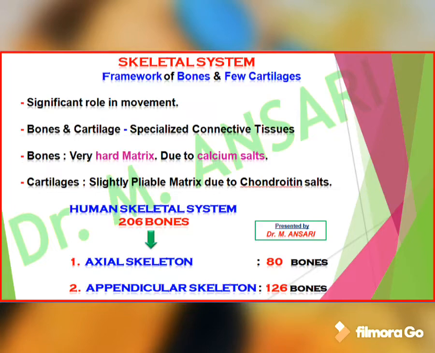In adult human, total 206 bones are present in its skeletal system. These 206 bones are grouped into two categories, that is axial skeleton and appendicular skeleton. The bones which are present along the central axis of the body form axial skeleton.